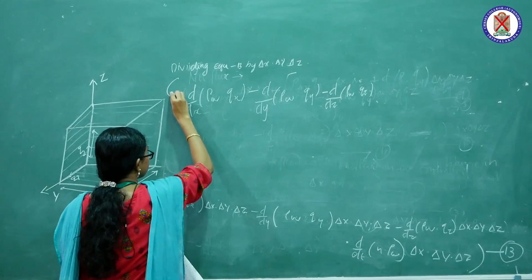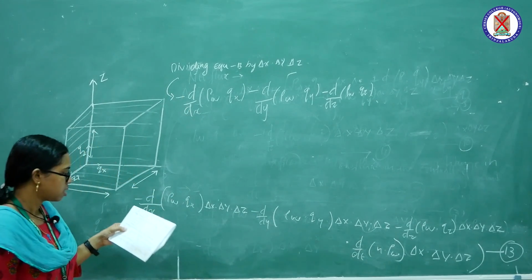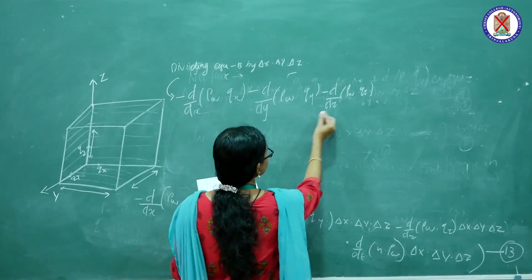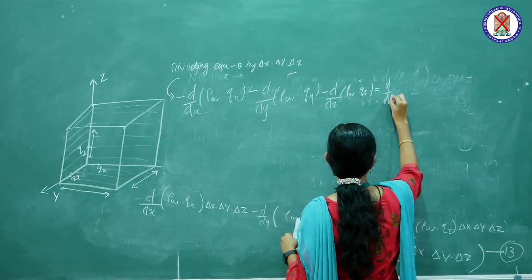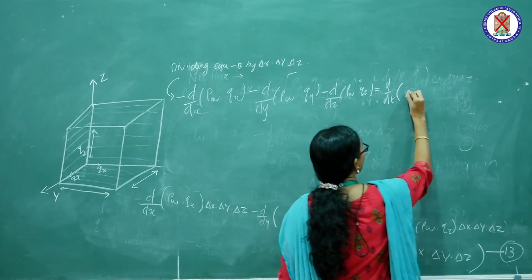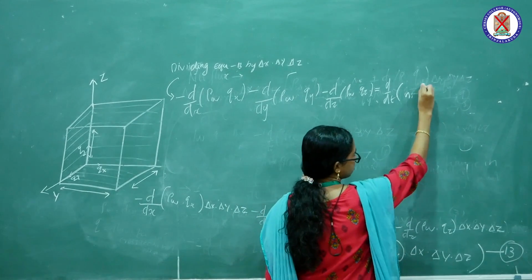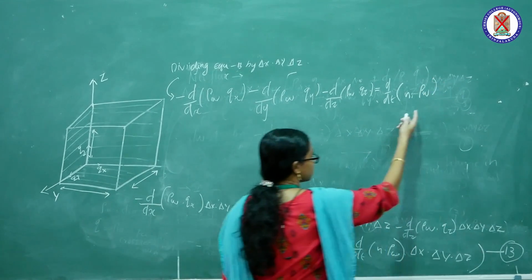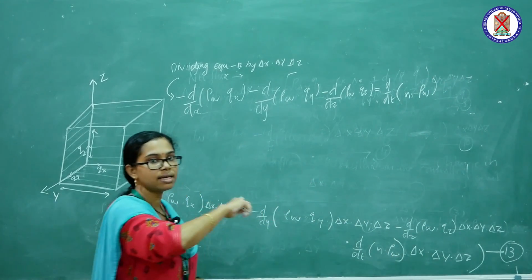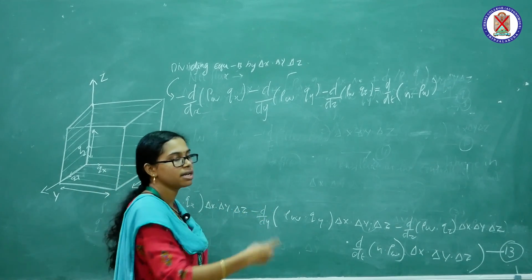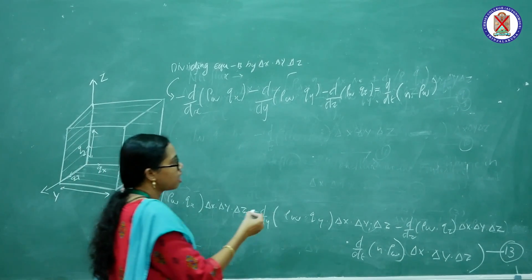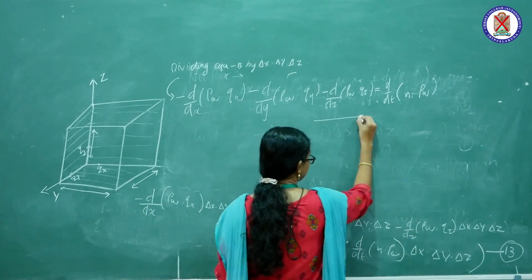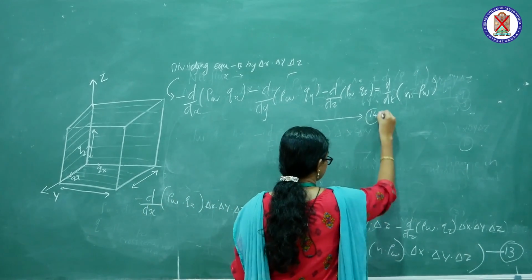Then we get this particular equation, which is equal to d by dt of n into rho w, as the delta x, delta y, delta z components are cancelled out. We get a simplified equation like this, and we will number it as 14.